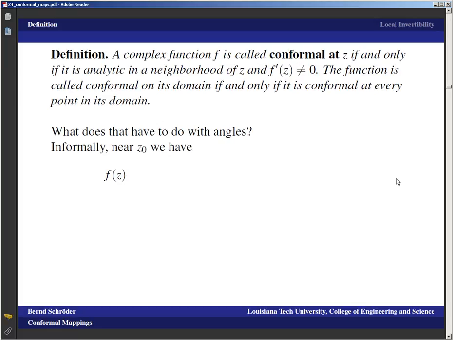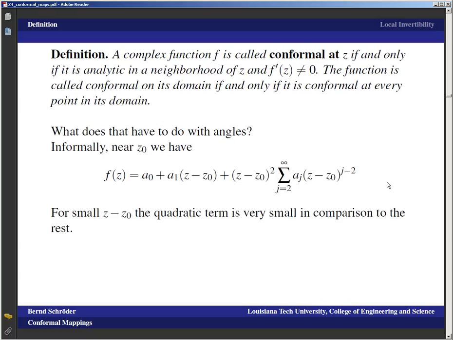Well, informally, near a point z0, we have that f(z) is a0 plus a1(z − z0) plus the remaining terms, which are all quadratic or of higher order. So that would be (z − z0)² times the sum over j equals 2 to infinity of aj(z − z0)^(j−2). That's just because an analytic function locally is equal to a power series, right?